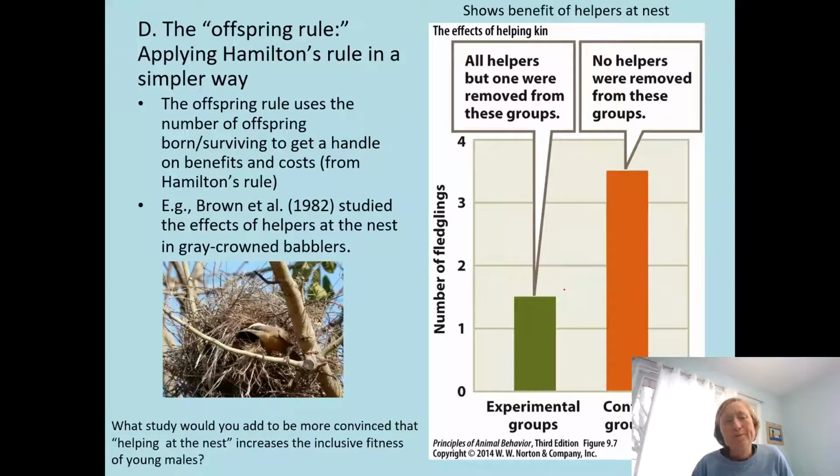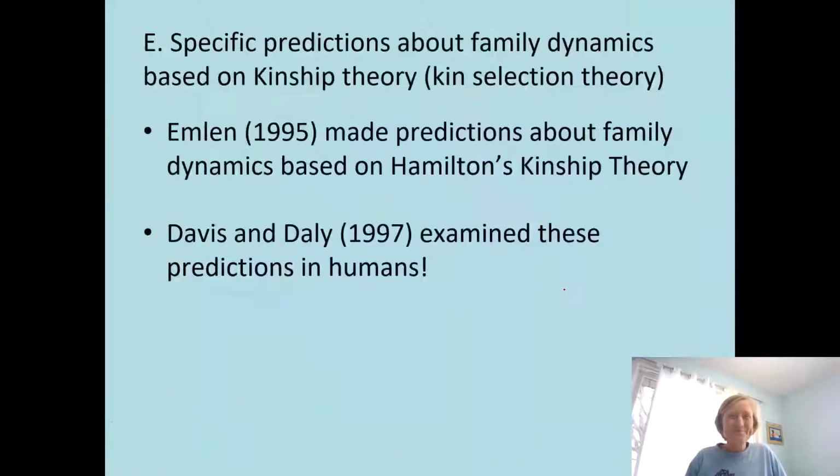So Brown did find that these young males were not successful reproducing on their own. And so helping was a way that they could increase their inclusive fitness rather than simply not being able to reproduce. But that would be important.